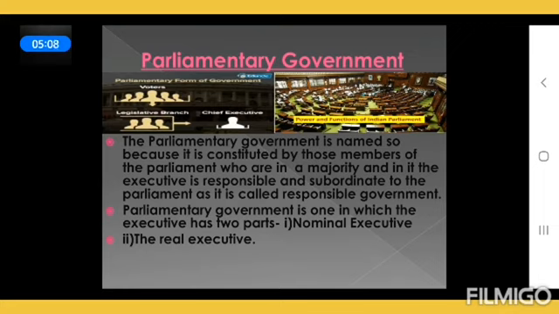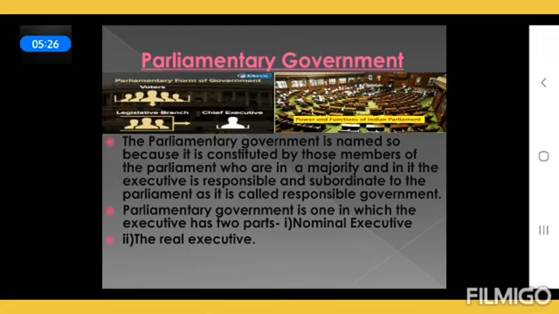In this type of system of legislative and executive relationship, the leader of the majority in the legislature is appointed as the head of the government.